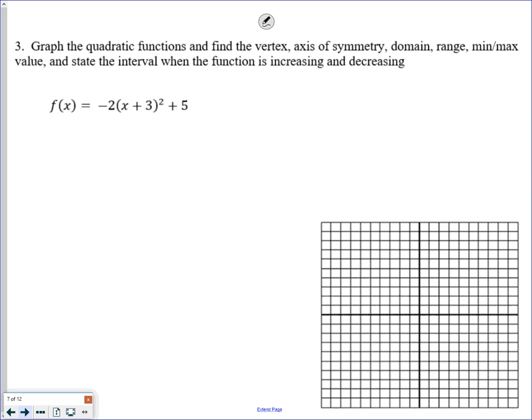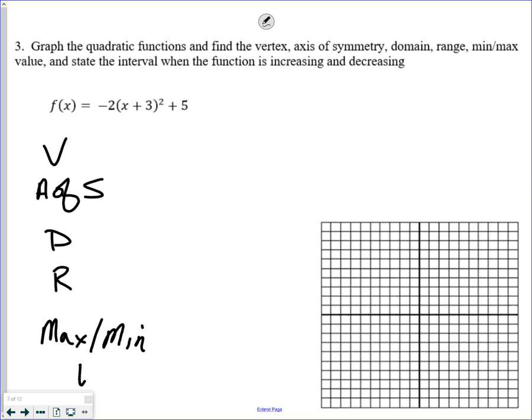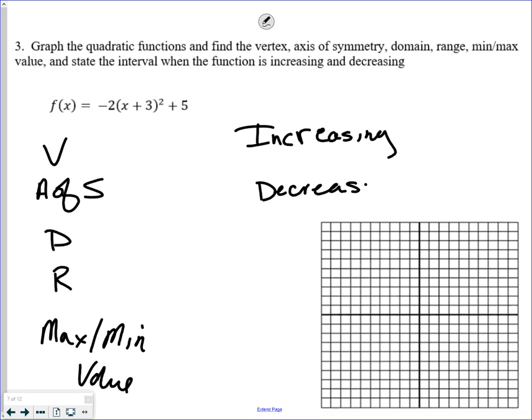Now we're going to do the exact same thing in vertex form. So we still have vertex, axis of symmetry, domain, range, max or min, maximum or minimum value. We still have increasing. Maybe I'll write this one out. Decreasing. Again, everything starts with the vertex.